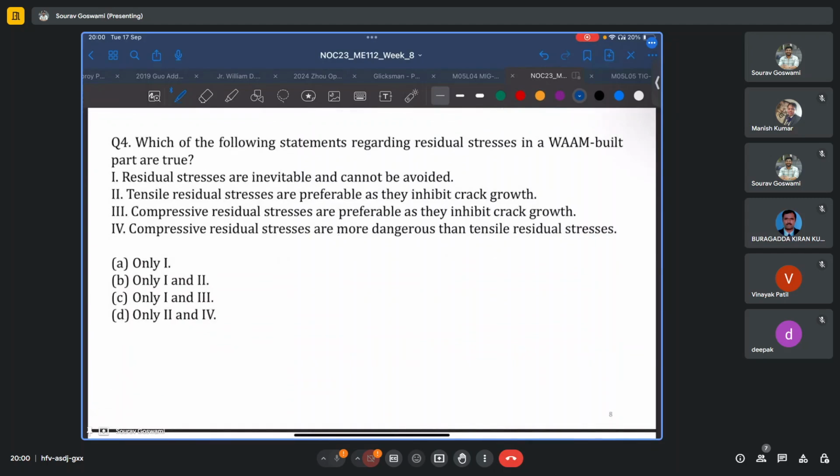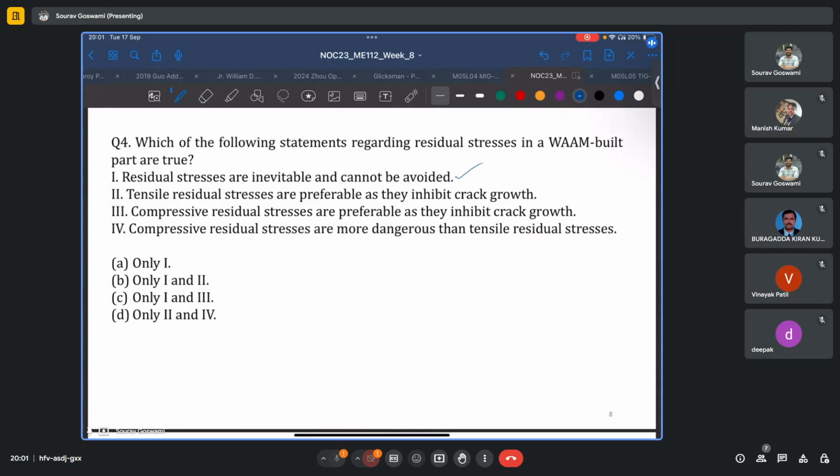Question 4. Which of the following statements regarding residual stresses in a warm build part are true? Are residual stresses inevitable and cannot be avoided? Yes, this is true. We saw that there will always be some quantum of residual stresses in a built part. It is almost impossible to get rid of them totally.